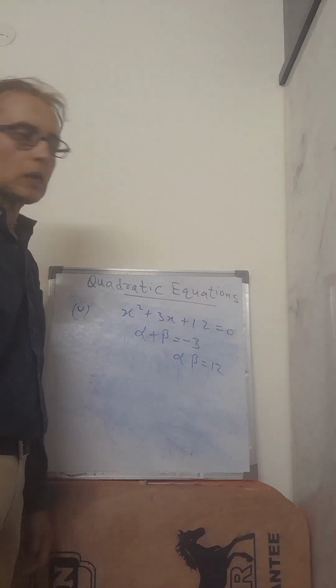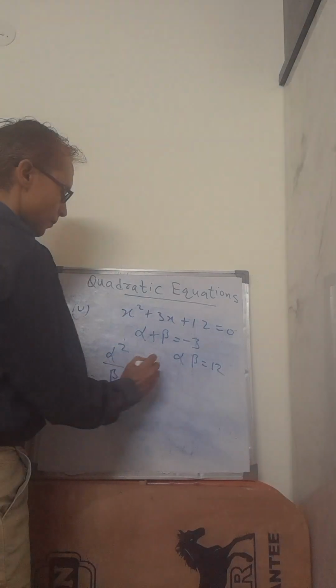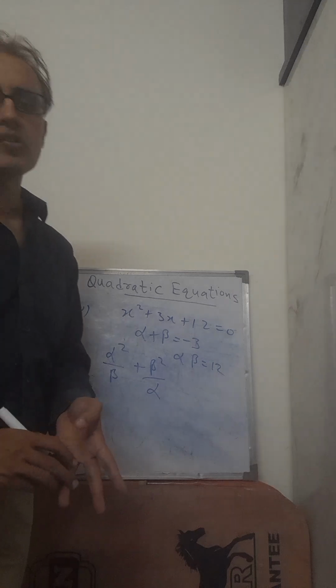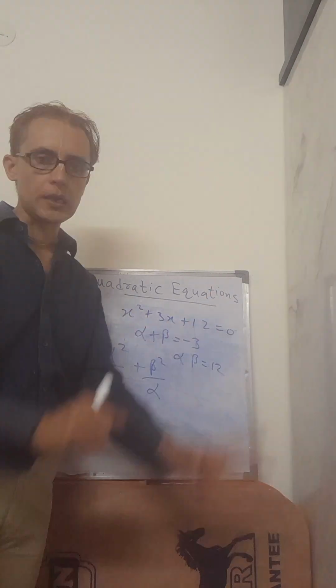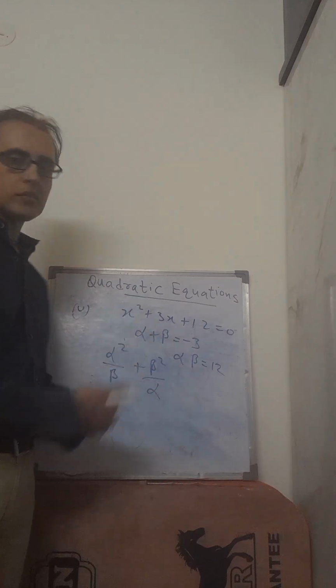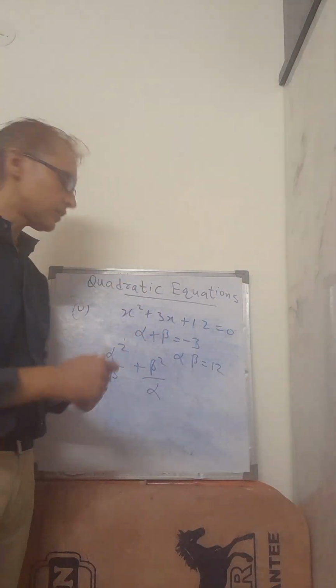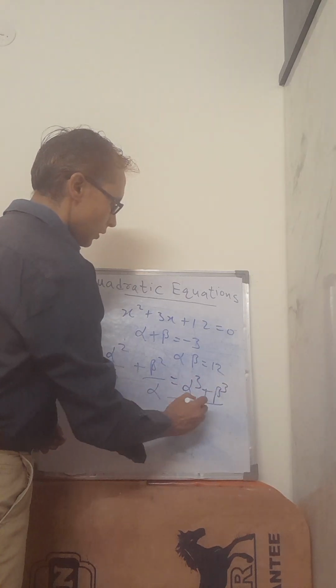Now suppose a question comes, let's take a simple one: find the value of alpha square by beta plus beta square by alpha. They can write anything. So whatever comes, you're supposed to somehow convert it into the form of alpha plus beta and alpha into beta. How to write it down? Now you can take the LCM, of course. If you take the LCM, you will get alpha cube plus beta cube upon alpha into beta.